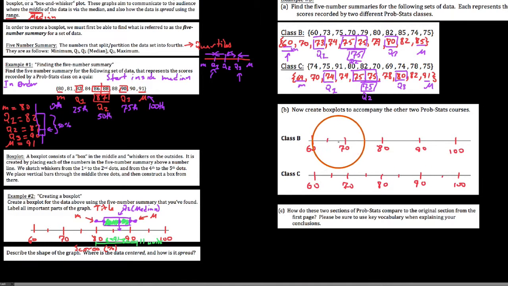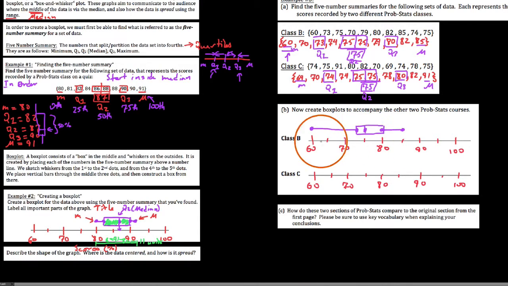So making our box plots for these is very straightforward. We will say that our minimum datum here was a 60. We say 73 will be about right here. 75, so 75, okay. 80, right here, and then 85. So our whiskers will proceed outside here, and our box, sorry about that, that's a little better. We'll put vertical lines through these, and we'll compose our box.